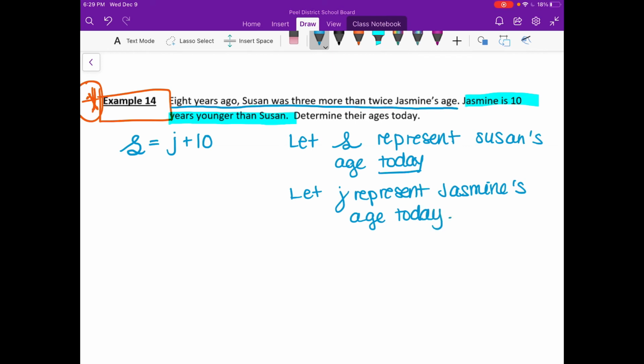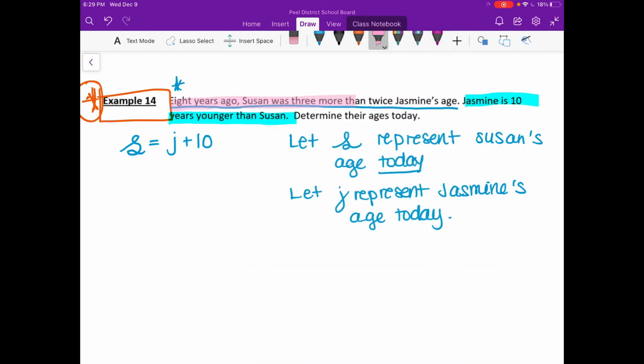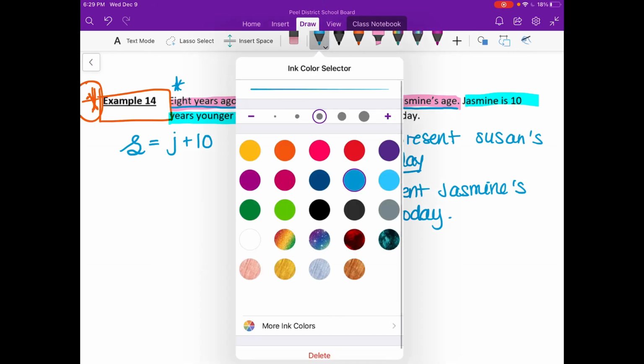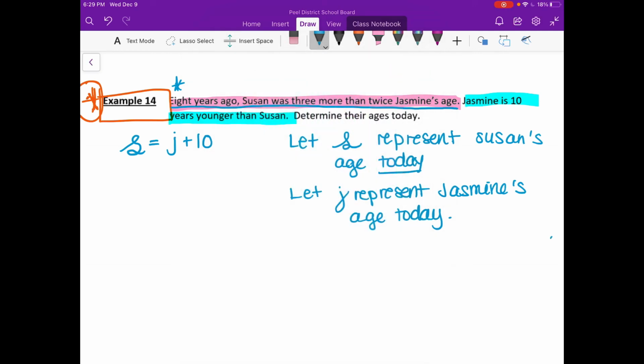Now I'm going to turn this sentence up here. I'm going to maybe change this to a pink highlight and then I'll write the equation in pink as well. Okay, so I'm going to change that upper statement into something that we can work with. So I'm just going to change it. We'll go over to pink right here.